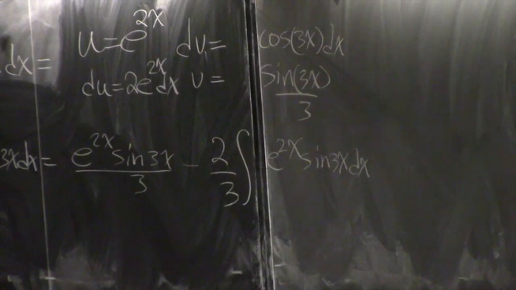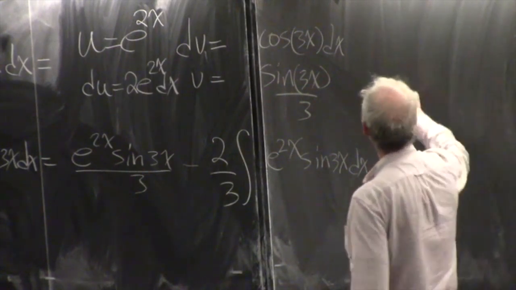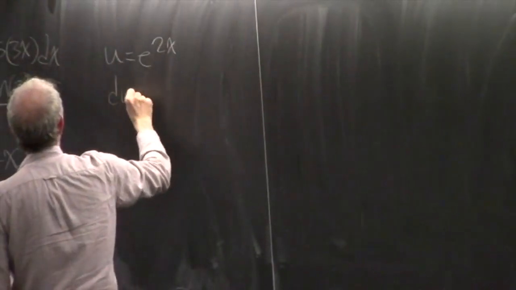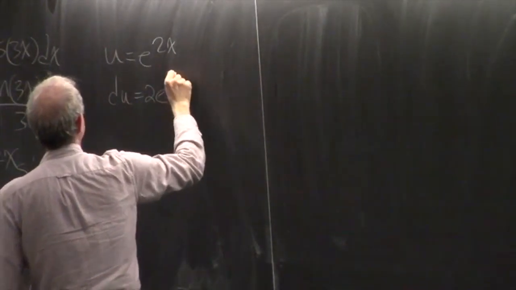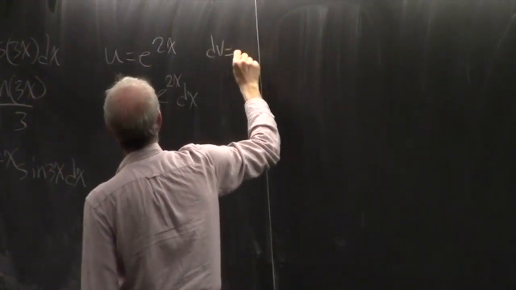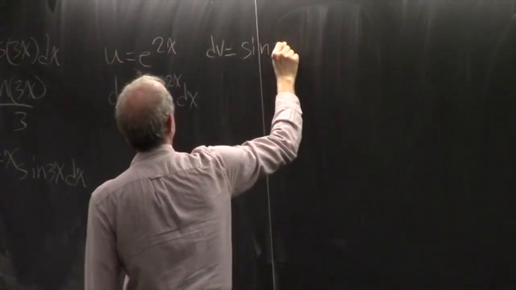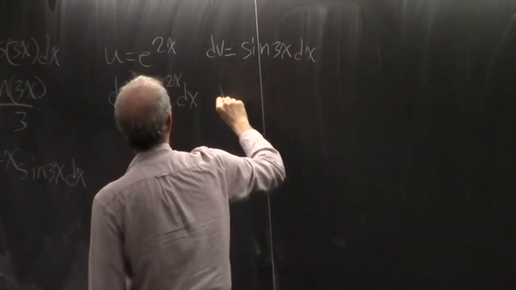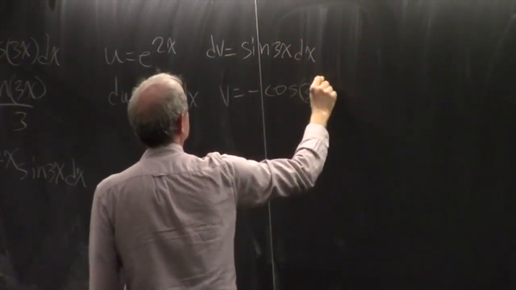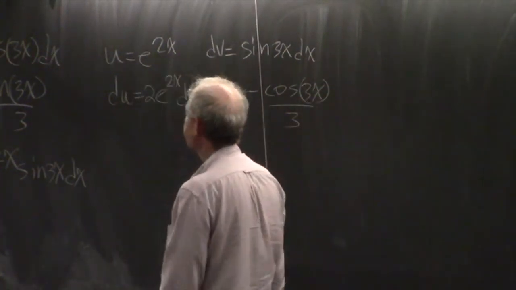Alright, gotta do it again. Let's let u equal e to the 2x. du is 2e to the 2x dx. dv is sine of 3x dx. And v is minus cosine 3x over 3.